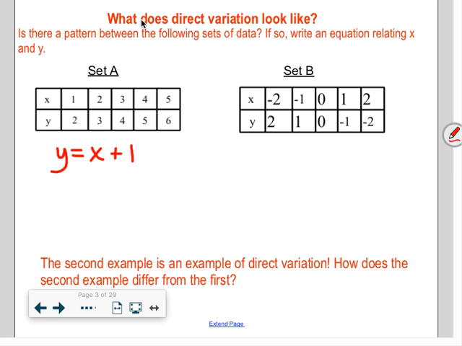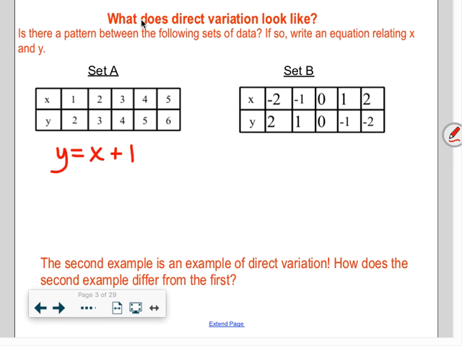Ooh, I like how you thought about that. Okay, so do you see that each one is 1 more than the one above it? It sounds like you were thinking of your y equals mx plus b, sort of going backwards to the 0 to get that 1. All right, how about set B?